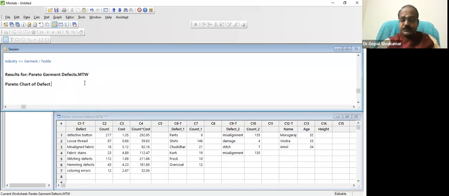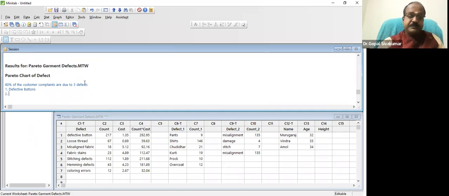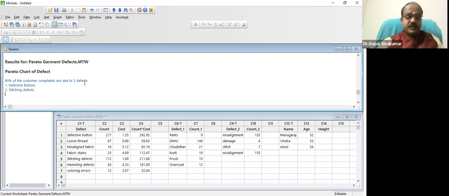So we now understood one thing. Now 80% of the customer complaints are due to three defects. What are the three defects? First one, defective buttons. Second one, stitching defects. And the third one, loose thread, right? Loose thread.